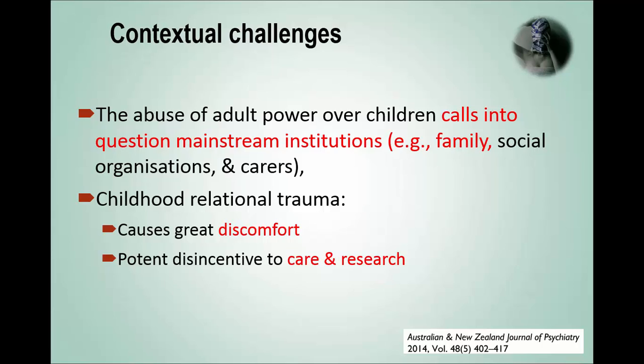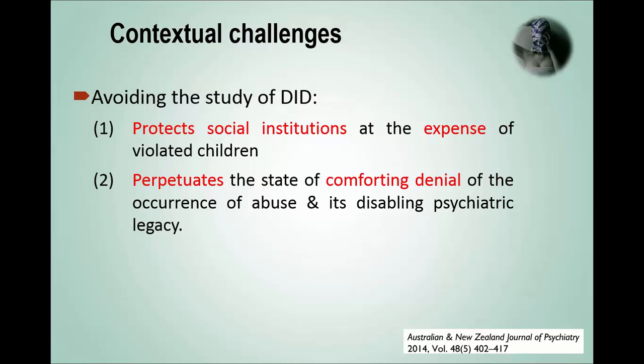The abuse of adult power over children calls families, social organizations, and carers into question. It is emotionally and politically complex and taxing to those who intervene or provide care and safety on behalf of the victims. All of these facets form a powerful disincentive towards providing care or conducting research on these conditions. Having said that, to ignore the problem protects perpetrating individuals and institutions at the expense of their victims, and it perpetuates the problem by facilitating comforting denial of the abuse and its impact on the victims and on society.